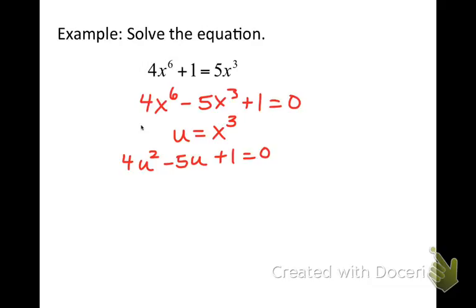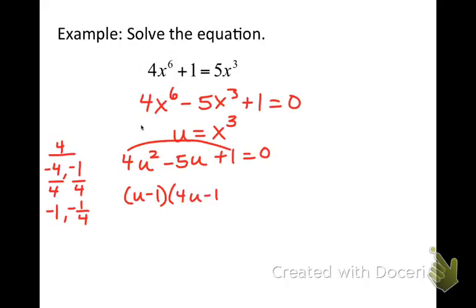I'm going to try to factor that. Quadratic formula, what do you want to do? Is it factorable? 4 times 1 is 4. Factors of 4 that add up to 5: -4 and -1. Put them both over 4. So -4 over 4 reduces to -1, and -1/4. So what are my parentheses going to look like? Well, u minus 1, and then 4u minus 1 is equal to 0.